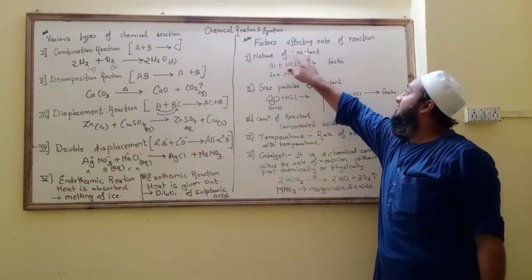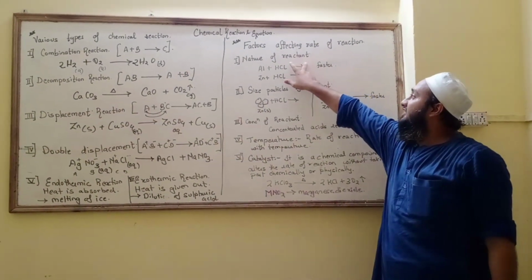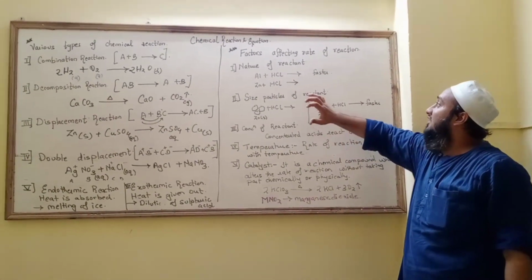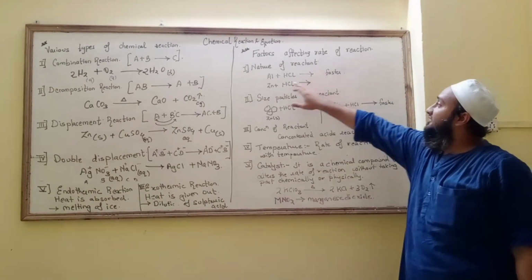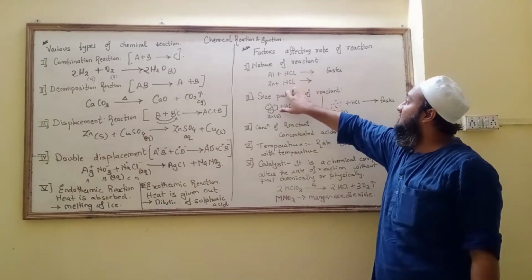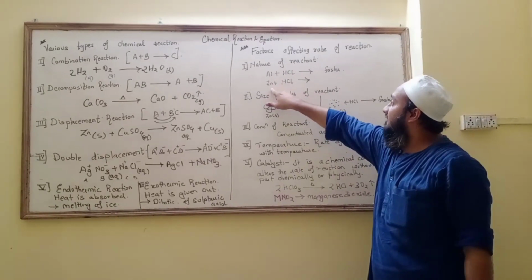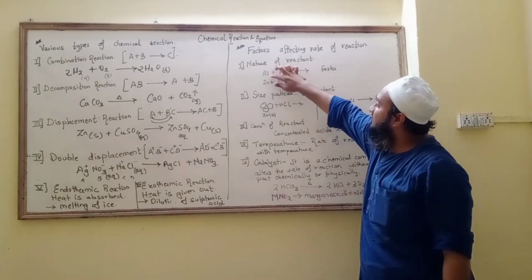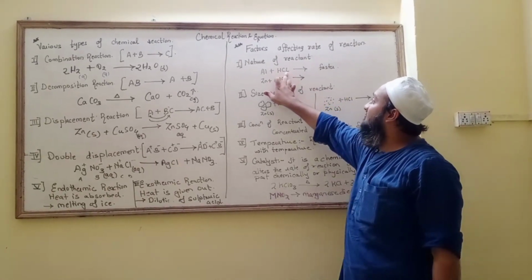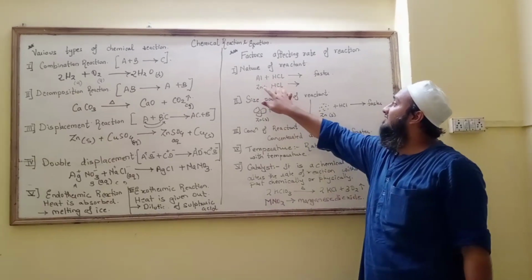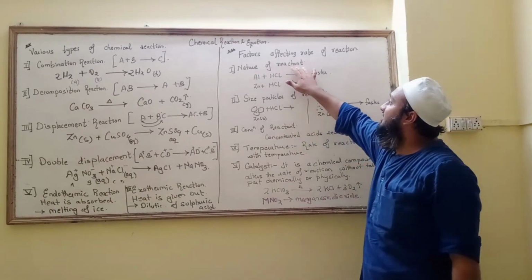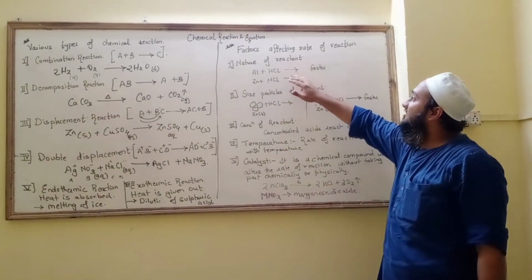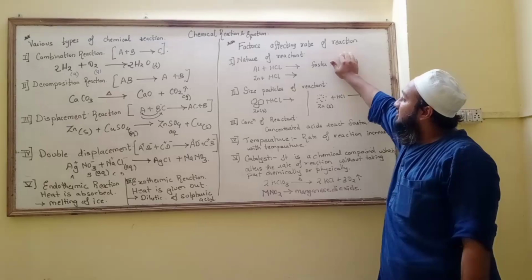The first thing is nature of reactant. Nature of reactant means the rate of reaction depends upon whether the reactant is very reactive or less reactive. For example, here you have hydrochloric acid reacting with aluminium and zinc. The reactant is the same, and there are two different metals, aluminium and zinc. But hydrochloric acid will react faster with aluminium than with zinc. So as the nature of reactant changes, the rate of reaction also changes.